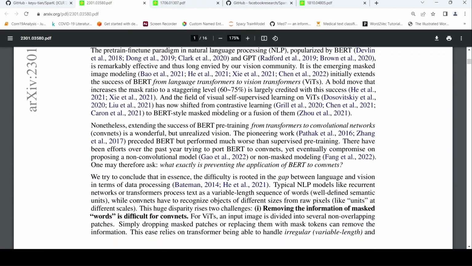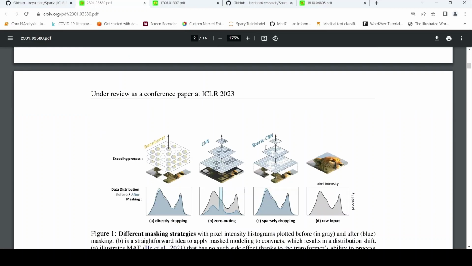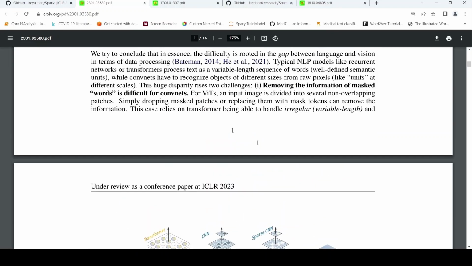What they say here is that in the case of vision transformers, an input image is divided into several non-overlapping patches. Simply dropping masked patches or replacing them with mask tokens can remove the information, and a transformer is able to handle irregular, variable-length, non-overlapping patches. So it can work for transformer models. But in convolutional neural networks, removing the information of masked words is difficult.